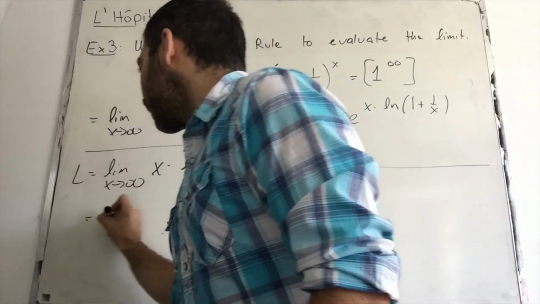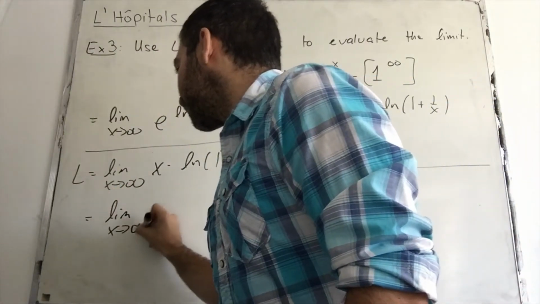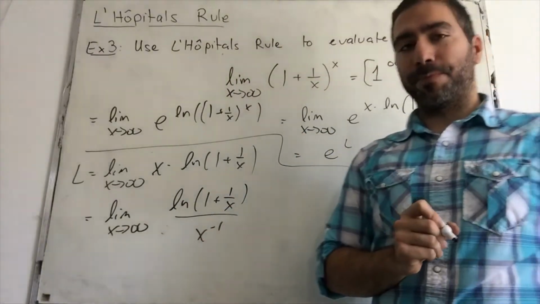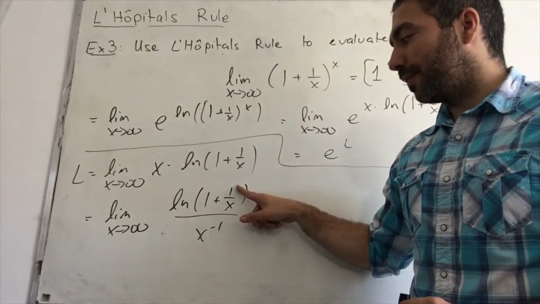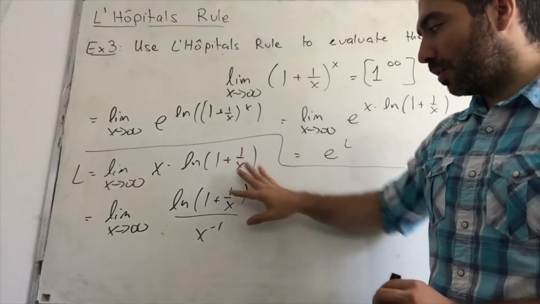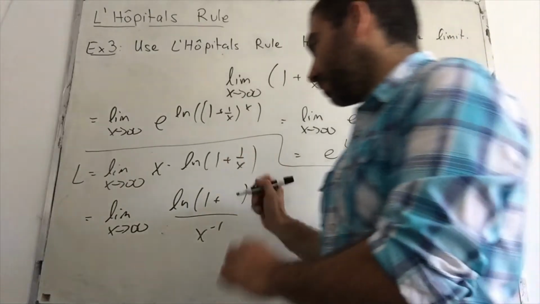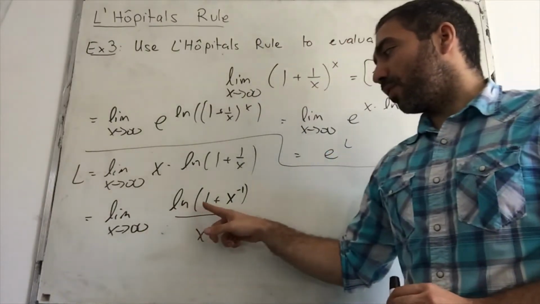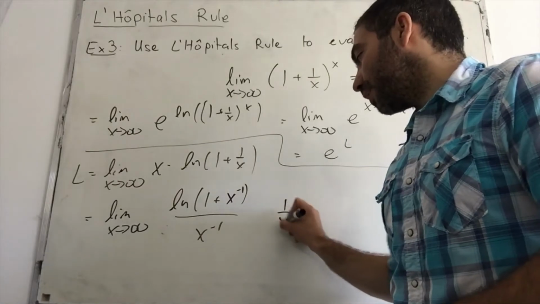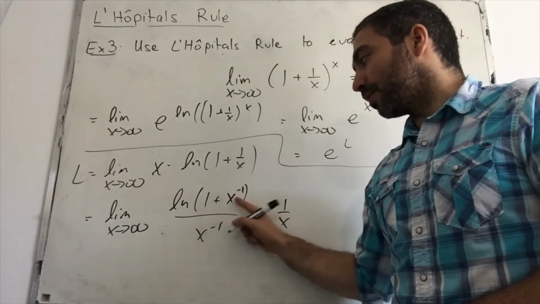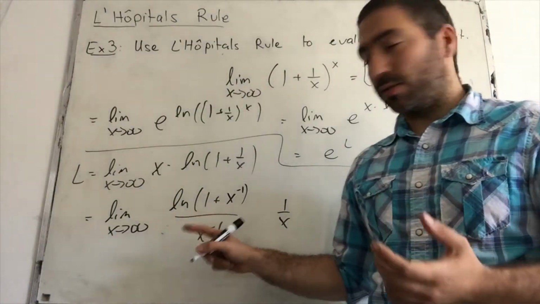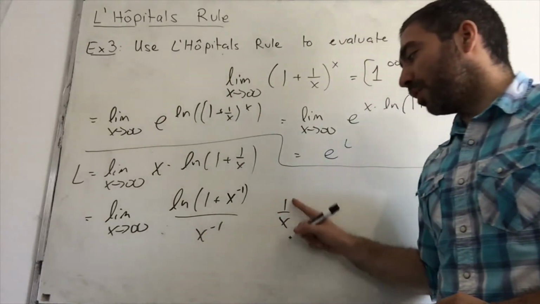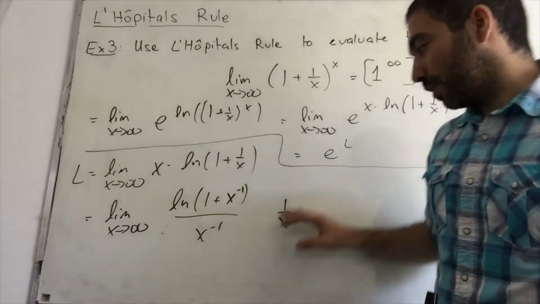So that's the way I'm going to solve it, giving me the limit as x tends to infinity of ln of 1 plus 1 over x, all over x to the negative 1. And what's in the bracket, instead of thinking of it as 1 over x, I'm going to think of it as x to the negative 1. When we're evaluating the limit, we have 1 plus x to the negative 1, which is 1 over x. So 1 over infinity is 0. 1 plus 0 is 1, and ln of 1 is 0. So we have 0 on the top. On the bottom, we have x to the negative 1, which is 1 over x. If we replace x with infinity, we have 1 over infinity, which is 0. So we have 0 over 0, so we can apply L'Hopital's rule.